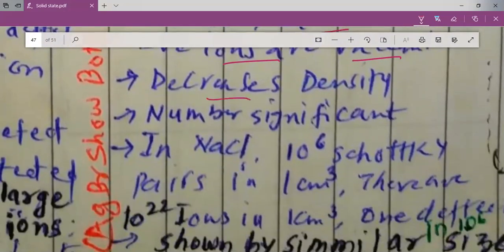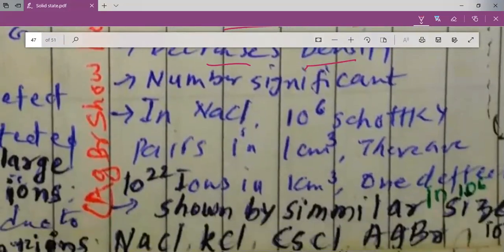This type of defect decreases the density. These defects are significant in number. That means these defects are seen in a great number. See, if we understand this, we will come to know in NaCl 10 to the power 6 Schottky pairs or Schottky defect in 1 centimeter cube is found.